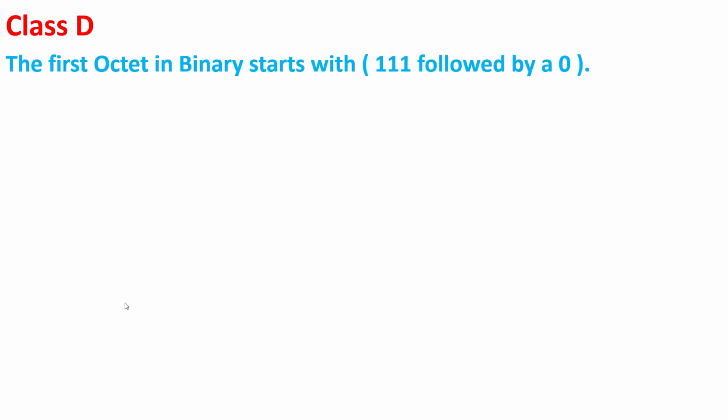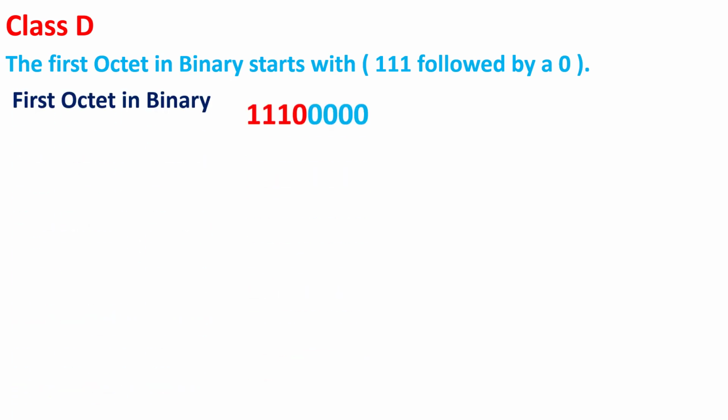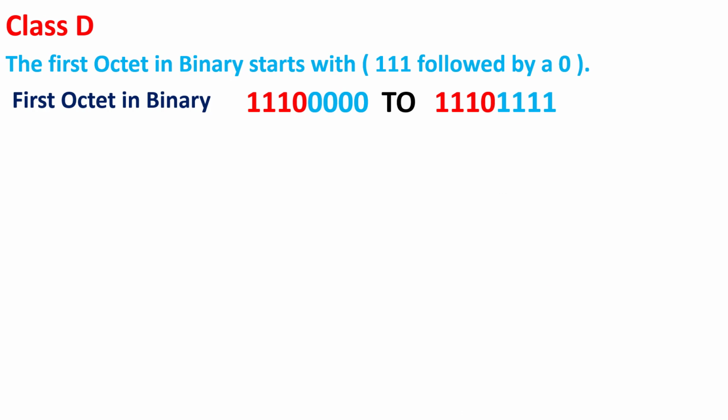Sorry about that. Now, class D: the first octet in binary starts with 111 followed by a 0, or the fourth bit from the left is a 0 in class D. The first octet in binary is written as 1110 0000 to 1110 1111, which is the last one. So in decimal this is 224 to 239.